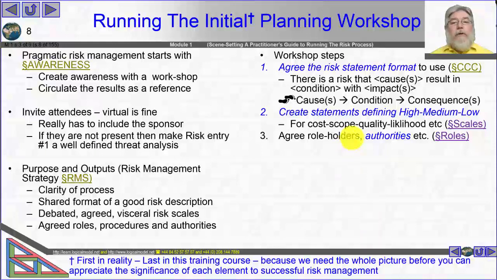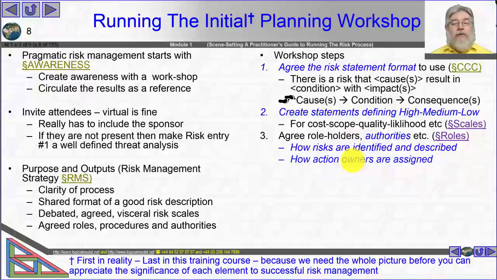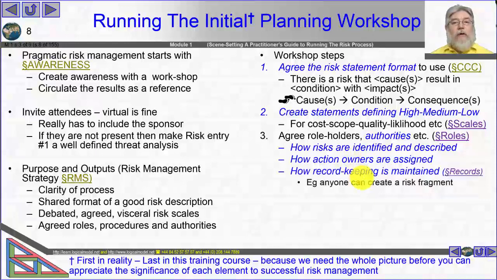We'll agree our role holders and what their authorities are, how risks are identified and described, how actions are assigned to people, how the records are maintained, and indeed what records we want to keep, and within those records what are the component parts. For example, anyone can create a risk fragment at any point in time, like we might be late and stick it in the risk register. What we will say later is that that's fine to raise awareness of a concern. It's not any good for processing that concern through to useful actions.